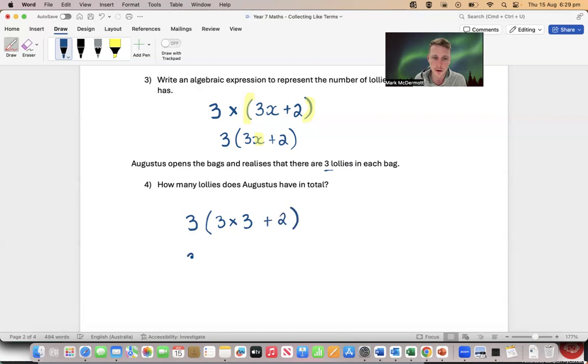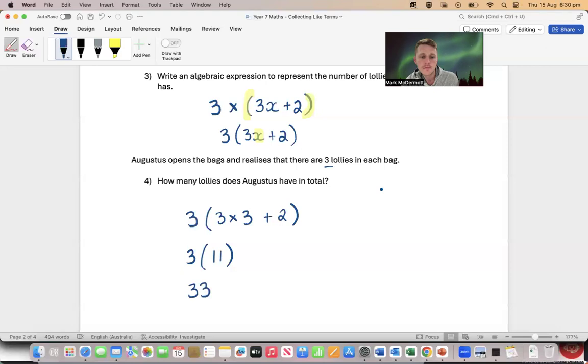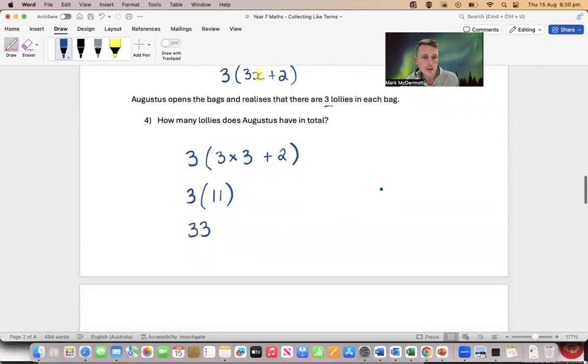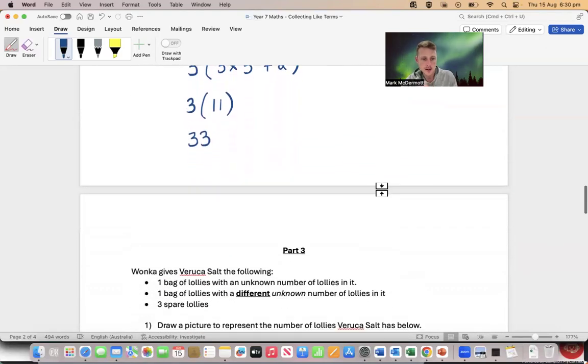Now we've got to follow BODMAS, and we have to do the brackets first. So 3 times 3 is 9, plus 2 is 11. So 3 bracket 11. Now that means 3 times 11, so this is going to be 33. Let me just double check that that's right. Yeah, I think that looks pretty good. He has 33 lollies in total.